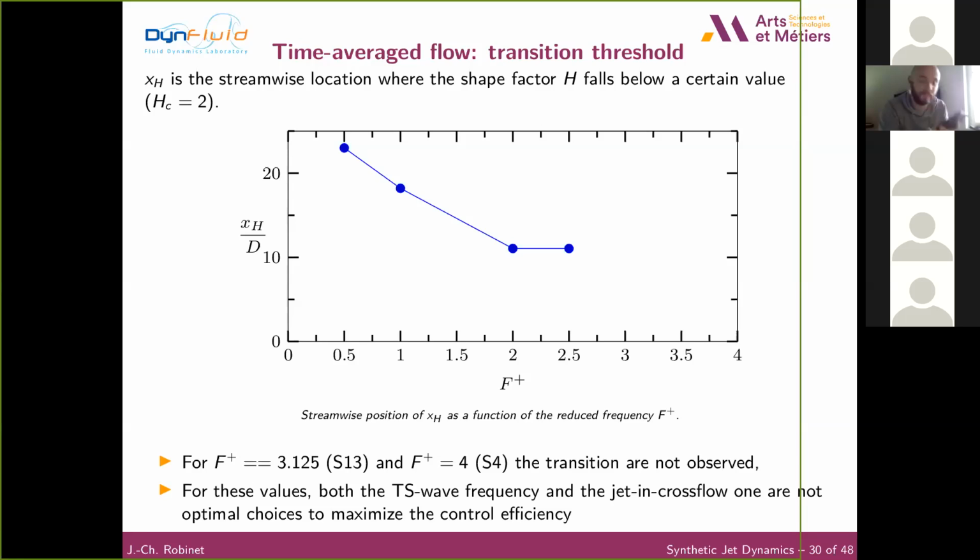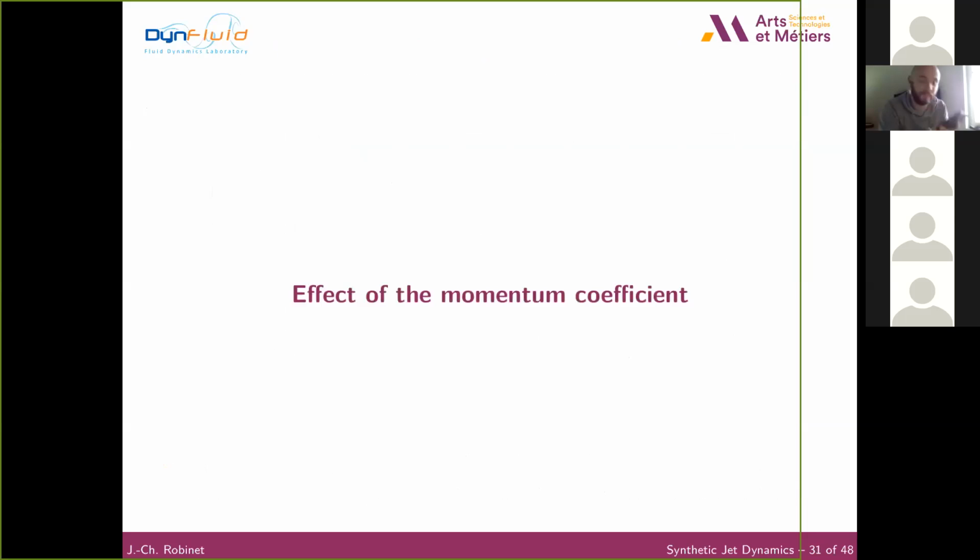For this value, both the TS wave frequency and the jet in cross-flow one are not the optimal choice to maximize the control efficiency. It's necessary to find another mechanism. In fact, the natural instability of the boundary layer is not a good parameter to determine if the pulsating jet could be efficient or not from the point of view of the transition.